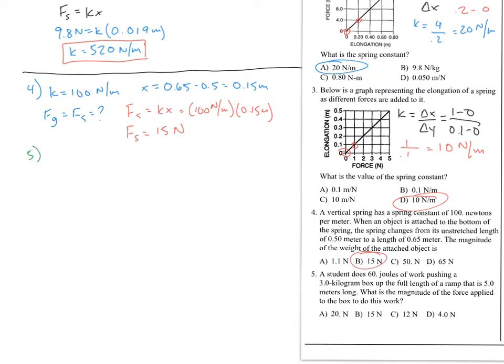Number 5, it's a work question. So here's 60 joules of work and 5 meters length of a ramp. And we're looking for the force. So the equation for work is equal to force times distance. They gave us the work, 60 joules, and they gave us the distance, which is 5 meters. And we're looking for force. Plugging those in.